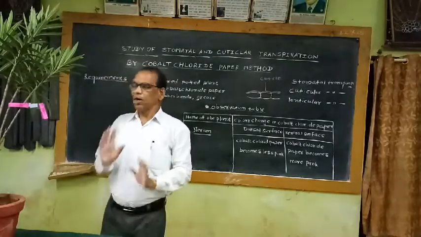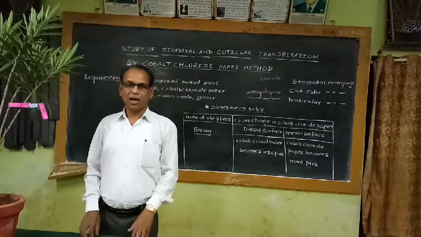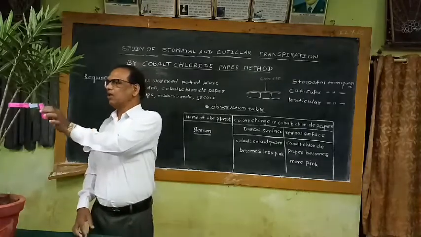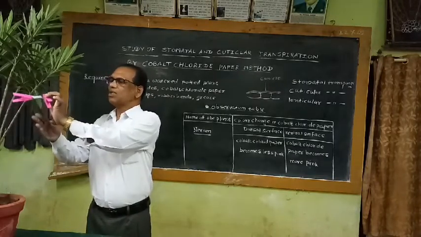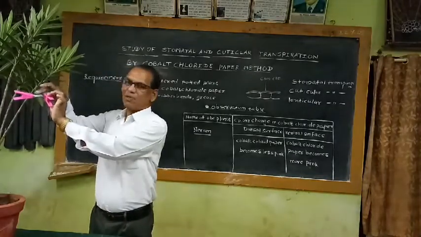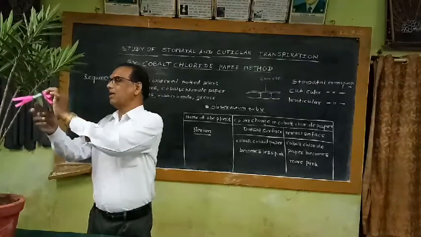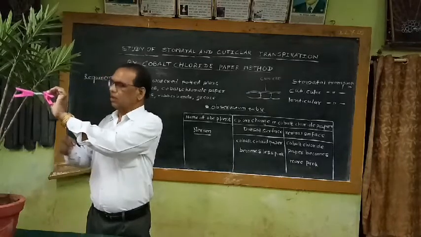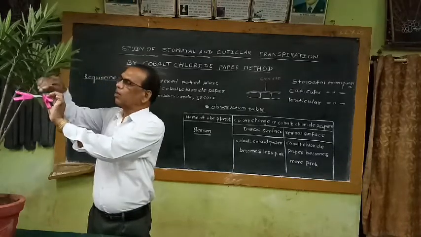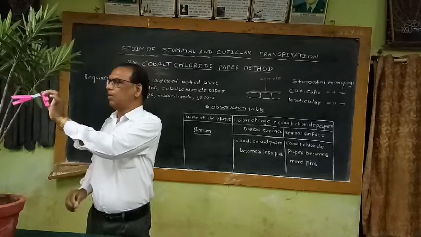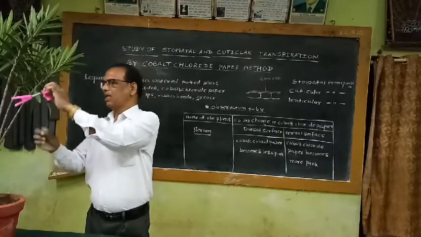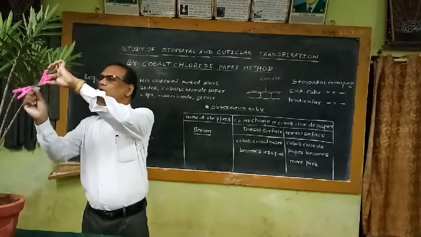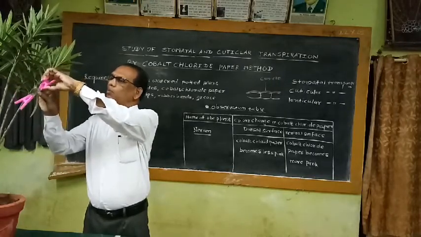I am going to show how to set up this experiment. We should take 2 slides. Before taking the slide, you should take one cobalt chloride paper and place it on the upper surface of the leaf, then put a slide over it. Then take another strip of cobalt chloride paper, place it on the lower side of the leaf, and put the other slide over it.